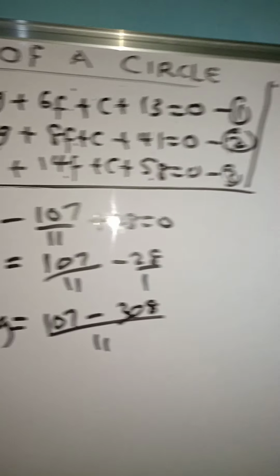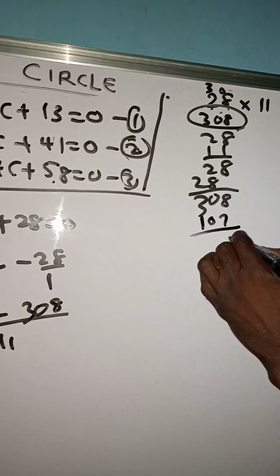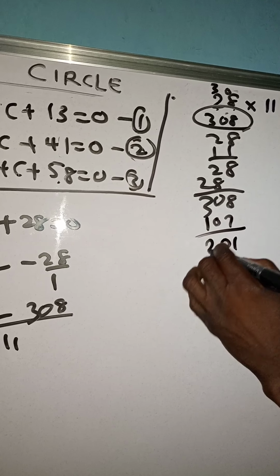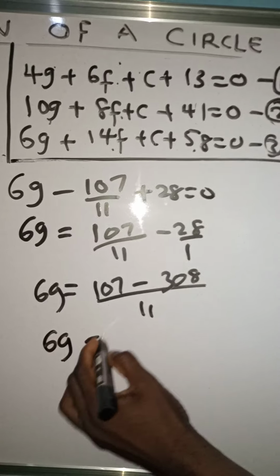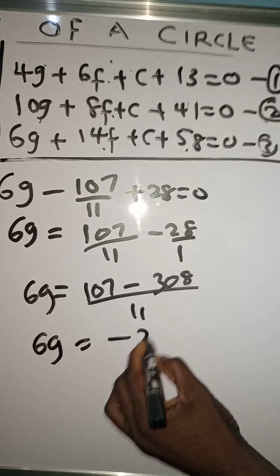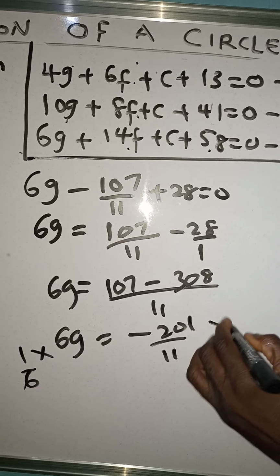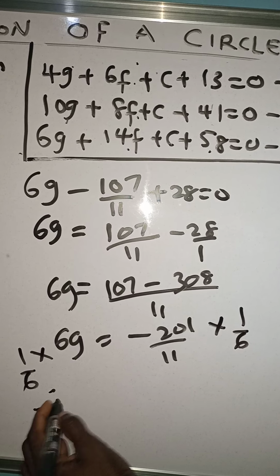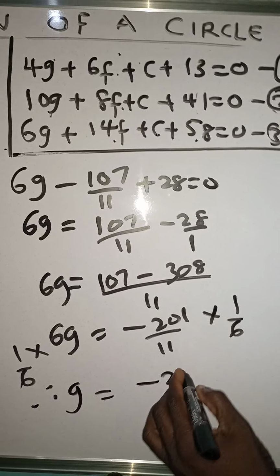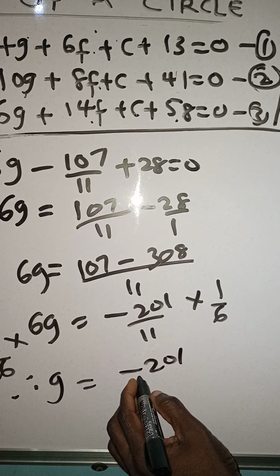So minus 107. 8 minus 7 is 1. 0. 3 minus 1 is 2. So 6g is, this is smaller than this, so we have minus 201 over 11. Multiply both sides by 1 over 6. So therefore, g is minus 201 over 66.